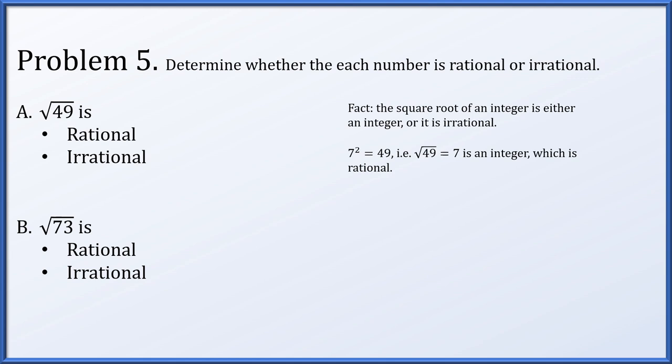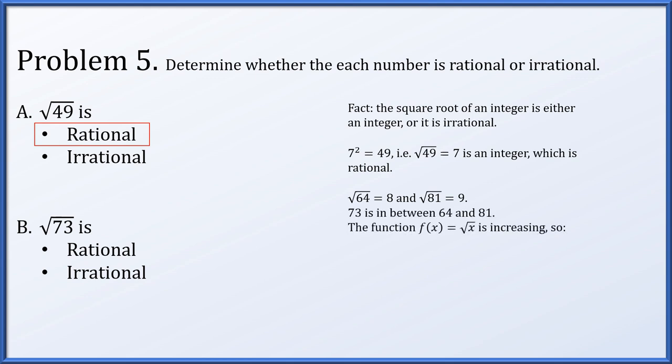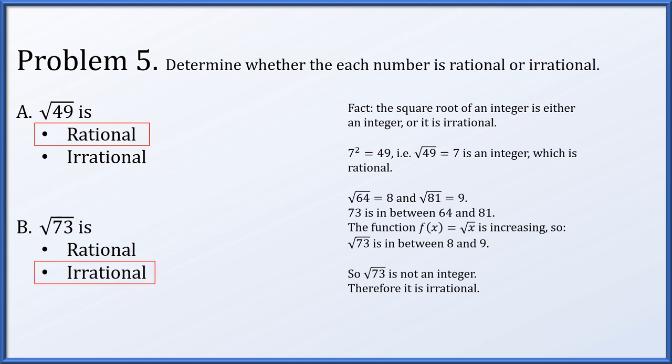So, since 7 squared is 49, the square root of 49 is 7, that's an integer, and integers are rational numbers. Now, the square root of 64 is 8, and the square root of 81 is 9, and 73 is somewhere in between. That means, because the square root function is increasing, that the square root of 73 is somewhere in between 8 and 9. So it's not an integer. And therefore, due to the fact mentioned above, since the square root of 73 is not an integer, it must be irrational.